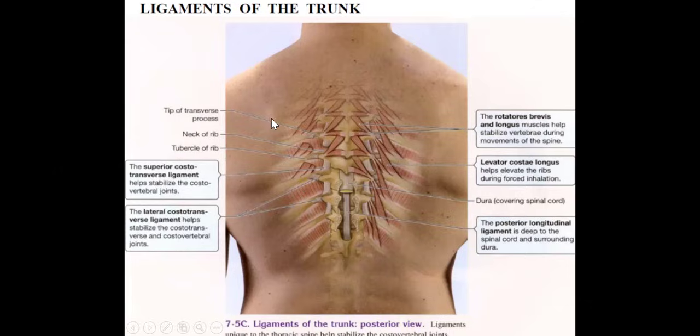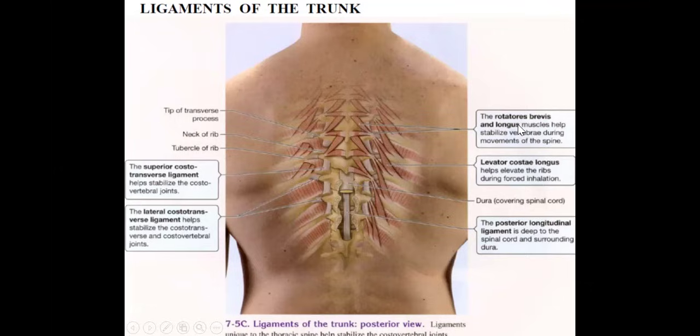the cervical region. That's why these ligaments are specific: the superior costotransverse ligament, which helps stabilize the costovertebral joint, and the costotransverse ligament, which helps stabilize the costotransverse and the costovertebral joints. So they are specific to the thoracic spine.